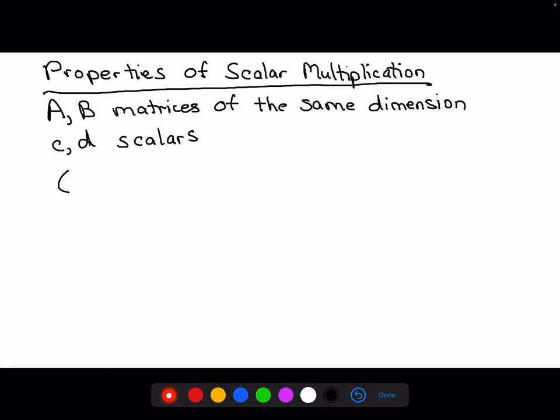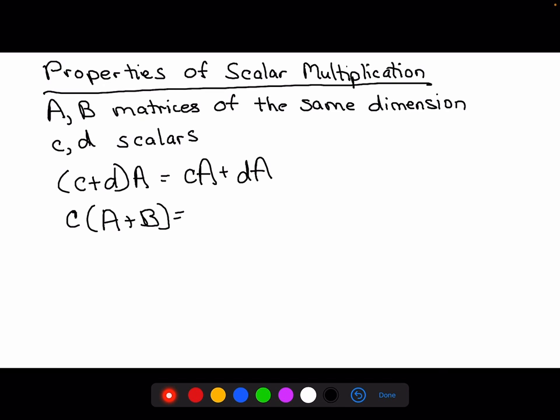So if you have two scalars that are being added together and then multiplied by a matrix A, you can basically use a distributive property. You can take the scalar C times the matrix A plus the scalar D times the matrix A. So you could multiply the scalar C with the matrix, multiply the scalar D with the matrix, and then add those results together. But it can also work where if you have one scalar and two matrices being added, it's like the distributive property. You can do the scalar times the first matrix plus the scalar times the second matrix.